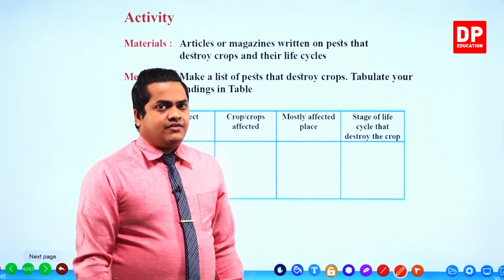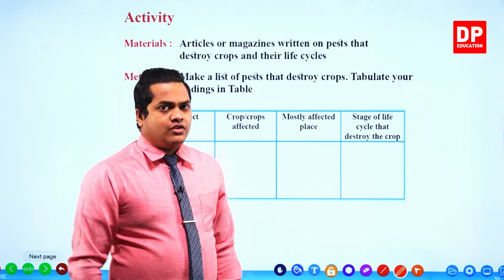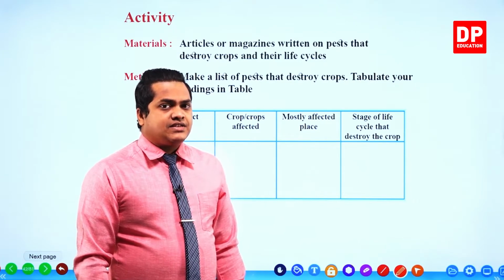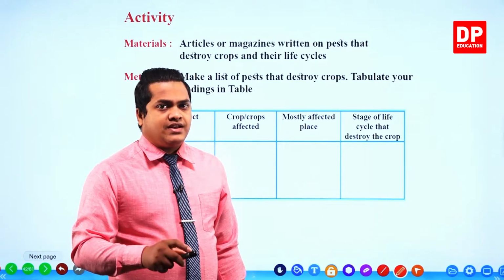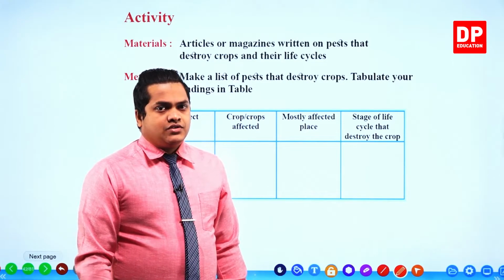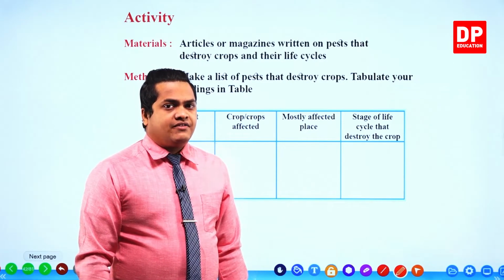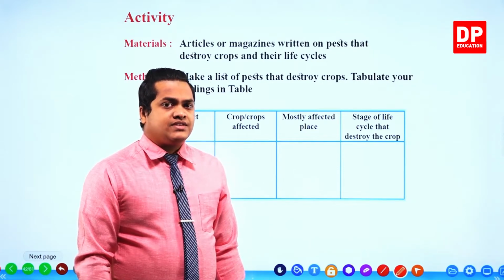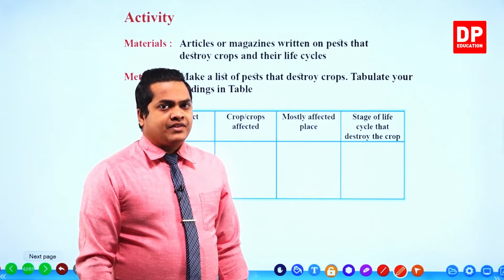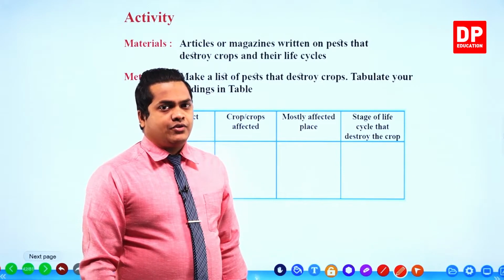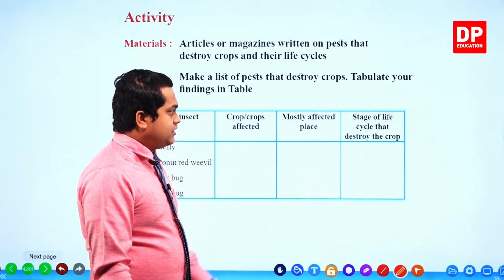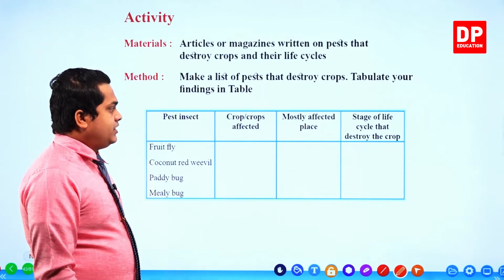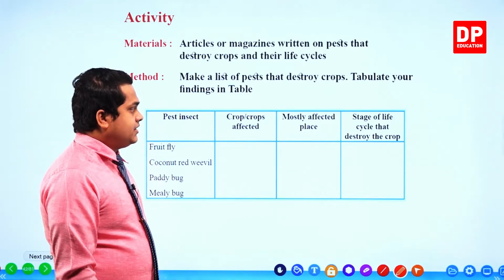Then after that, we need to find out how to control them. In these cases, you can refer to the internet or else articles, newspapers and any other magazines. Then what do you have to do? You have to identify their weak stages by studying the life cycles. Then you have to tabulate your findings within the structure given in the table like this.